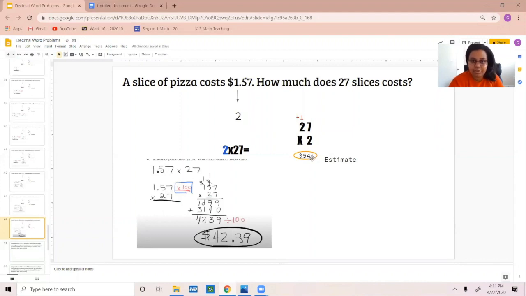Not too far from my estimate. My estimate was a little more, but that's to be expected because I rounded up to begin with for this problem. You all are doing great. Let's move on to our final problem.